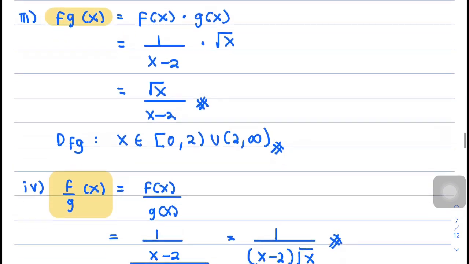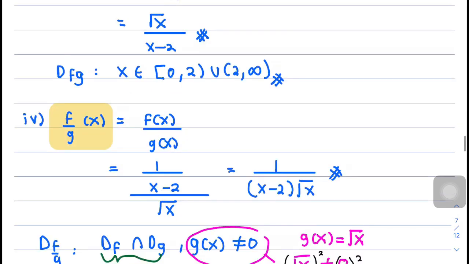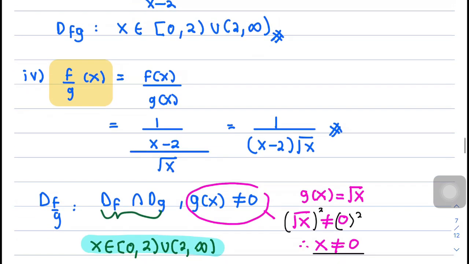Okay, number 3, when you have the product of the two functions f(x) times g(x), so this is the two functions given. When you combine, you have square root of x over x minus 2. So the domain is also the same, 0 until 2, 2 until infinity. Close bracket for 0, open bracket for 2. And the last one, if you have the division, f over g, so you have to divide f(x) with g(x). So your f(x) is 1 over x minus 2, your g(x) is square root of x. Combined together, you have this answer.